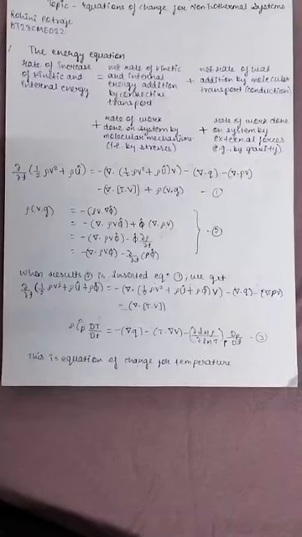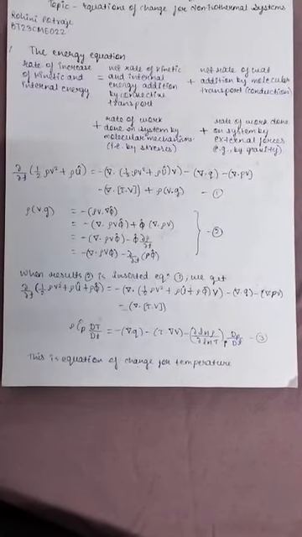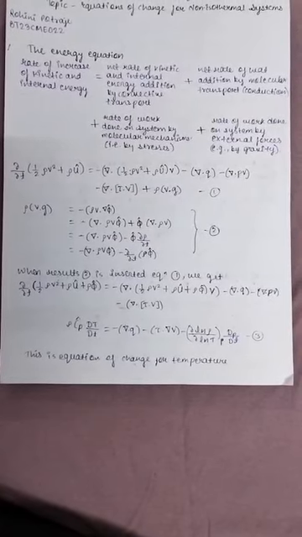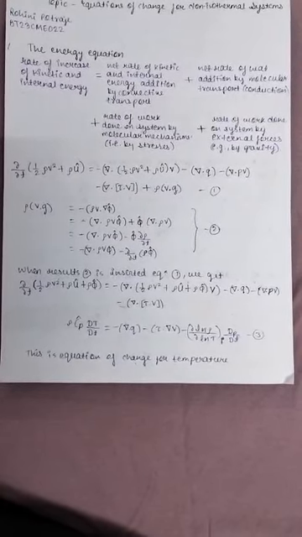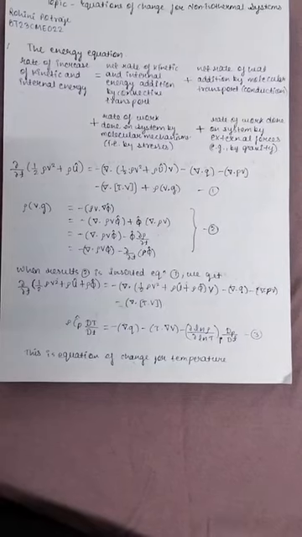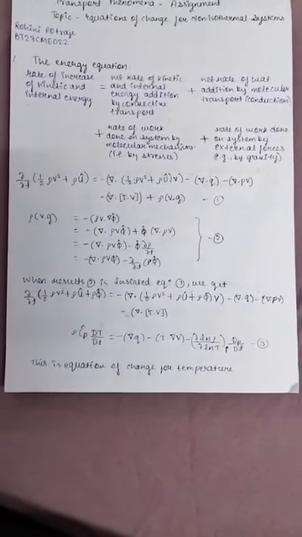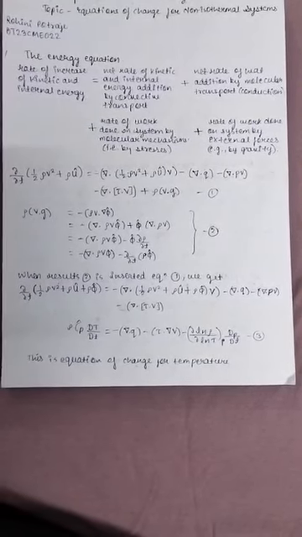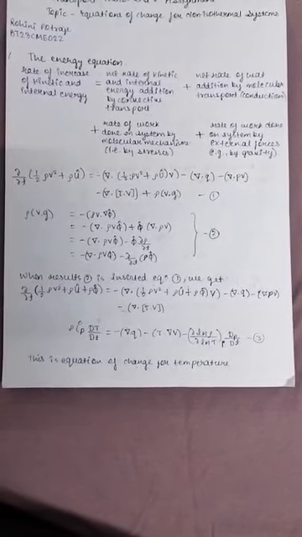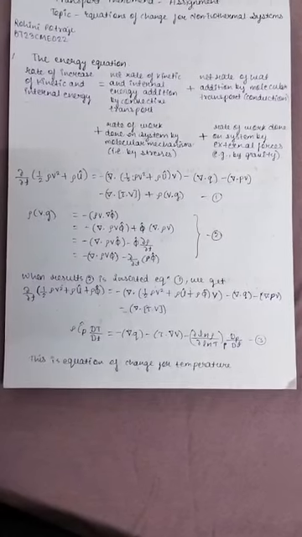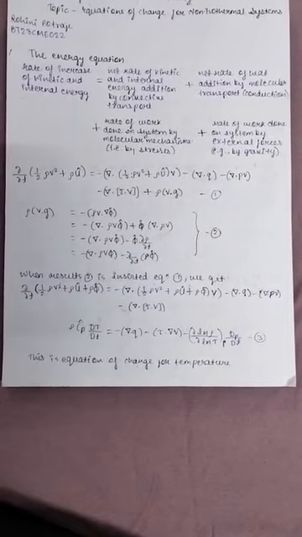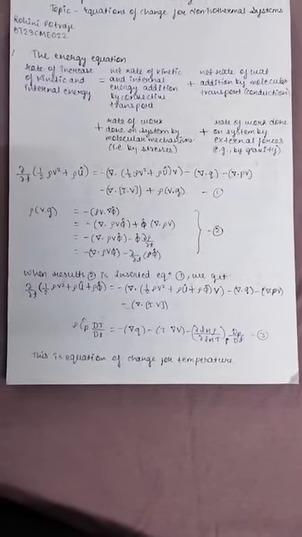∂/∂t of (½ρv² + ρÛ) equals minus ∇·(½ρv² + ρÛ)v minus ∇·q minus ∇·pv, which is further minus ∇·[τ·v] plus ρ(v·g).